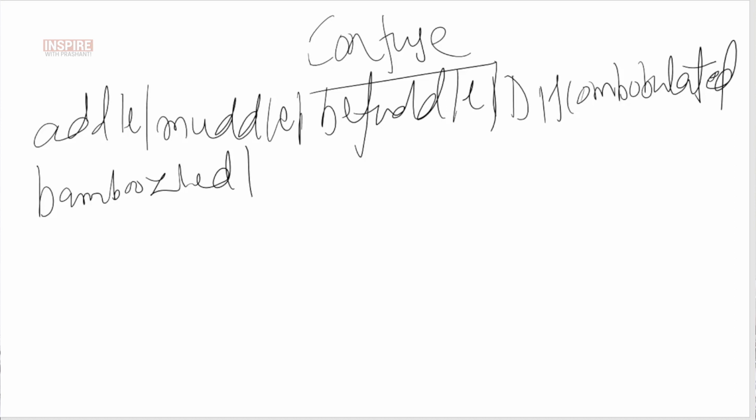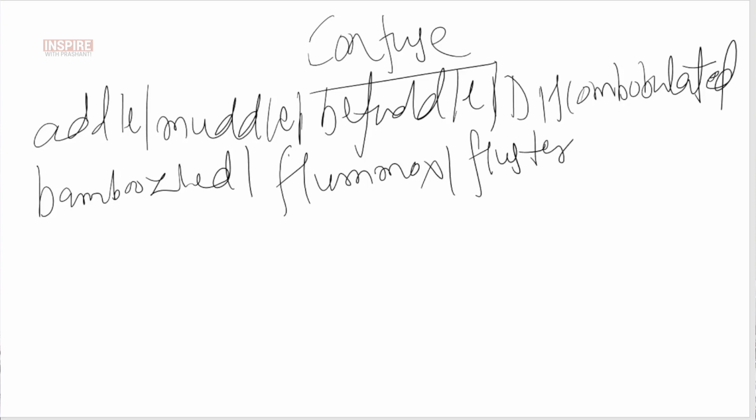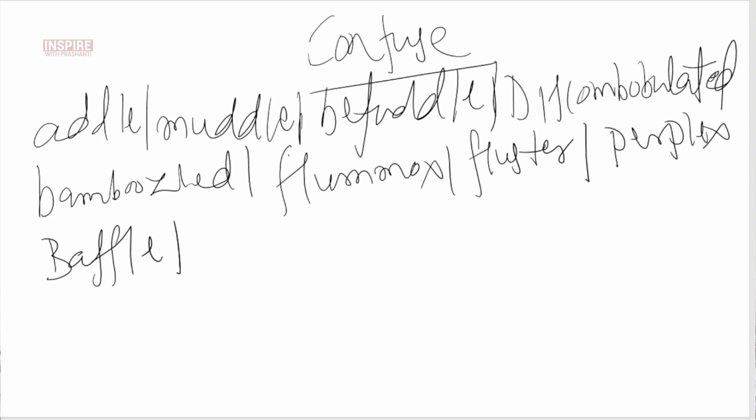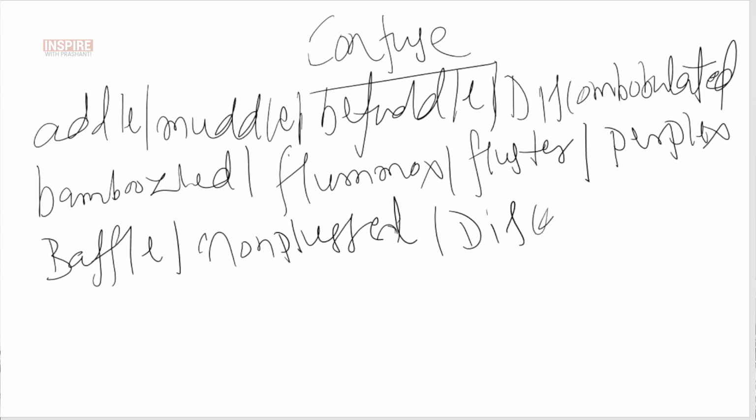And then super important words like flummox. Super important word like fluster. You know this legendary word like perplex. You know this word like baffle. So addle, muddle, befuddle, discombobulated, bamboozled, flummox, fluster, perplex, baffle, nonplussed. Nonplussed is confused, as simple as that. Nonplussed. Then there is a top word, discomfited.